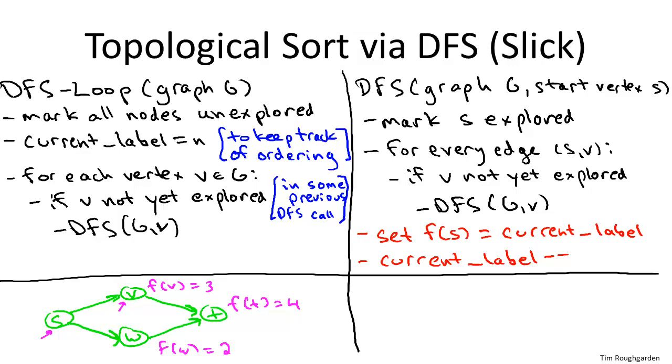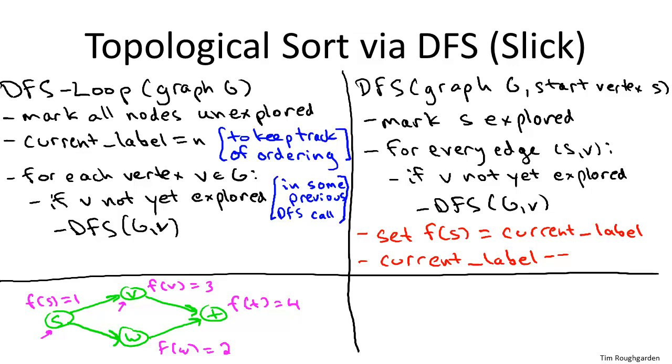W gets the assignment of the current label. So f of w equals 2. We decrement current label. Now its value is 1. Now we backtrack to s. We've already considered all of s's outgoing arcs, so we're done with s. It gets the current label, which is 1. And this is indeed one of the 2 topological orderings of this graph that we exhibited a couple slides ago.